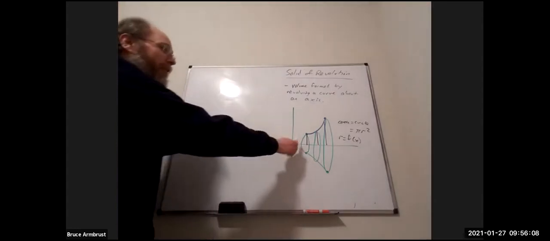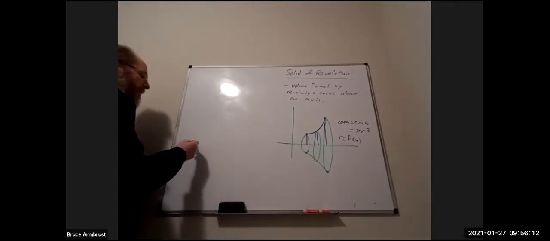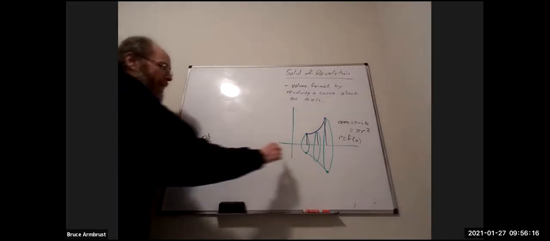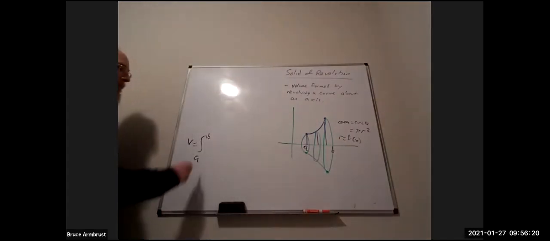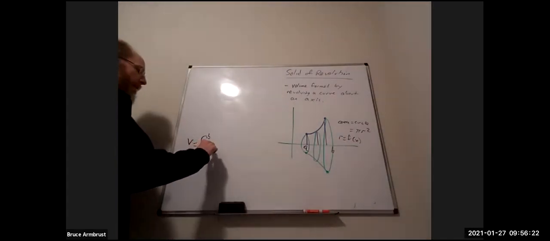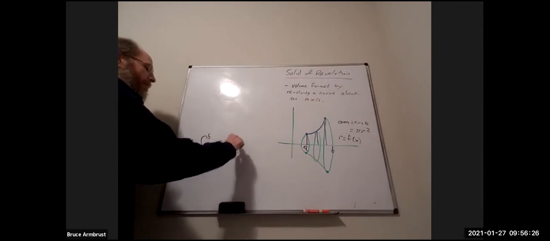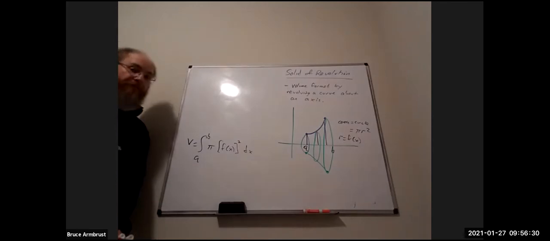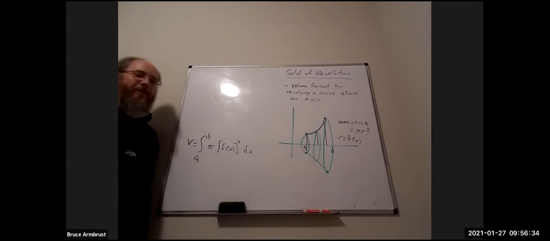All right, so it turns out since the radius is just given by the function, here's how you calculate that volume. You're going to integrate from A to B. So let's just say that this is A and this is B. And what you're going to integrate is pi times f of x squared dx. And that's always the case when you've got a solid of revolution.